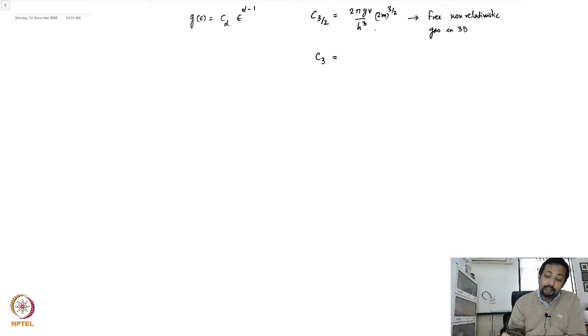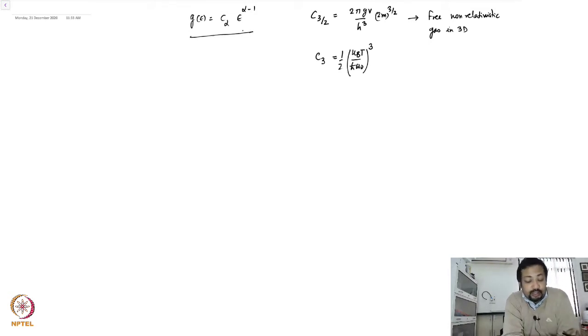And we also know C_3, which is the case we are looking at, the harmonically trapped gas. In this case it is (k_B T over ħω_0) whole cube, half of this. So the idea is to take this general structure of the density of states, where it depends on some exponent α, and to work our way through.